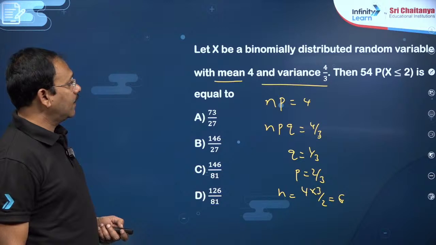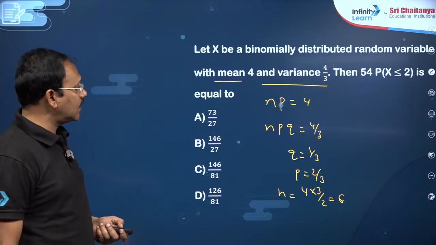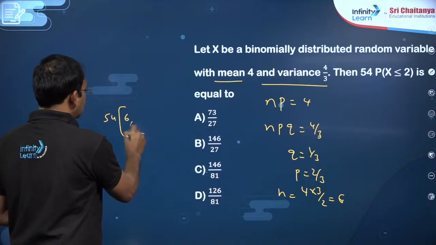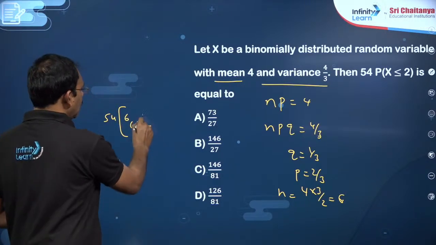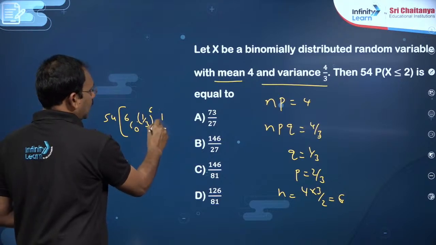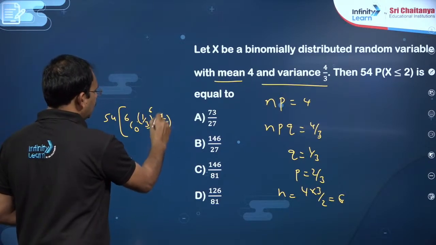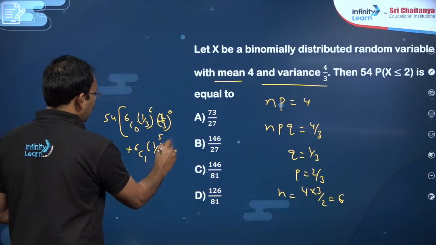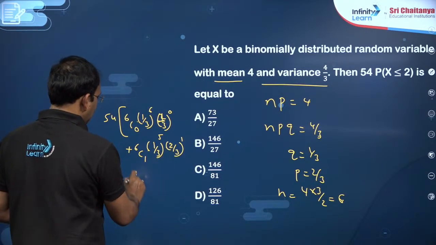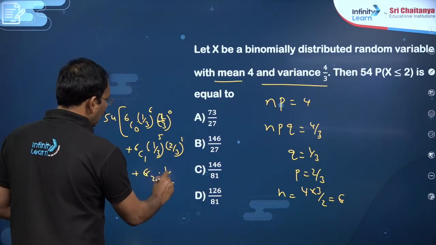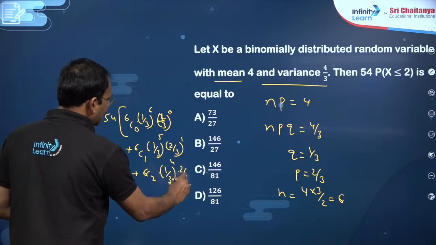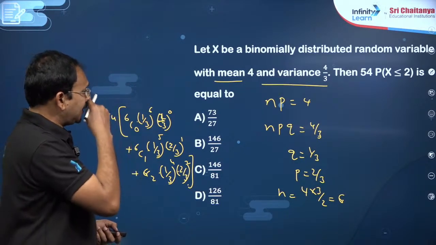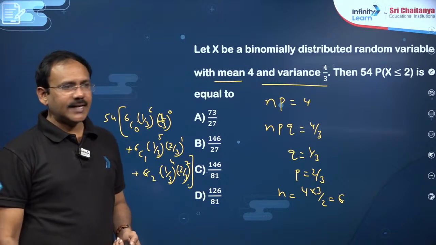Now he is asking 54 into P of x less than or equal to 2. 54 into P of x is equal to 0, that means 6C0 into q to the power of n minus r into p to the power of 0, plus 6C1 into q to the power of n minus r into p to the power of r, plus 6C2 into 1 by 3 power 4 into 2 by 3 square. This you need to compute, my dear friends. If you compute, you are going to get the answer, dear students, right?